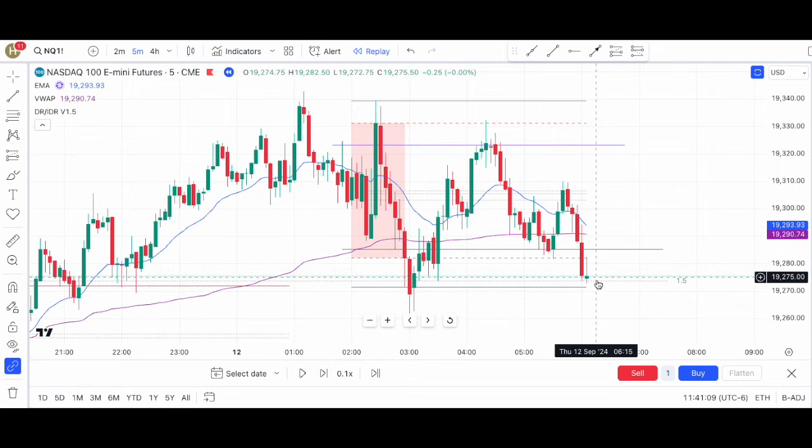Okay, now we have a green bar and it's close to a doji. It has a body, but it's a small body. So maybe we are reversing and going back up, but I don't love it as a reversal bar. I don't love it as a signal bar telling me to buy, because it could just be indecision. So I'm waiting again.